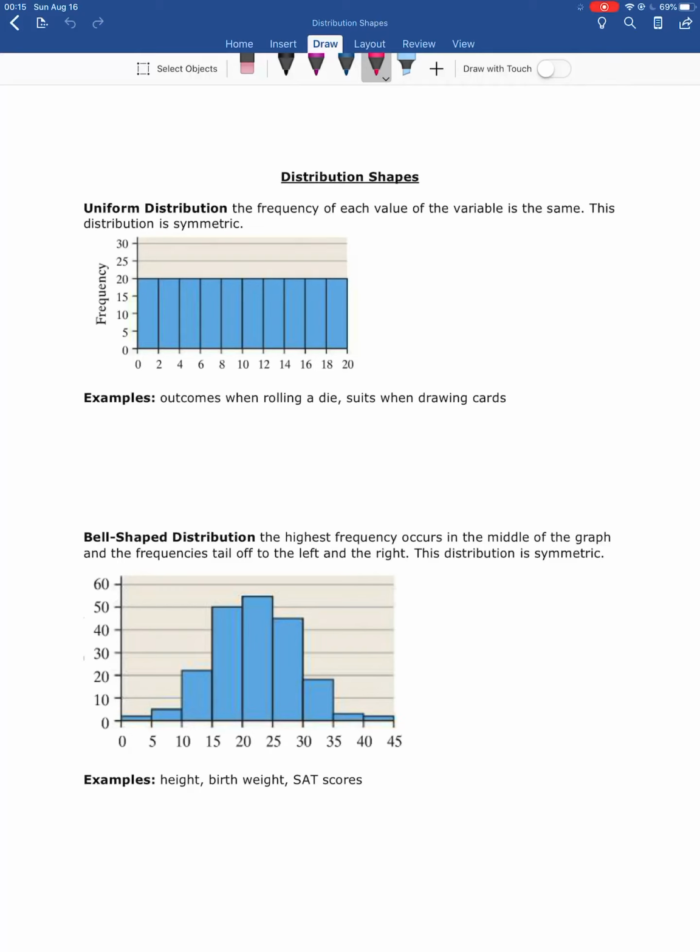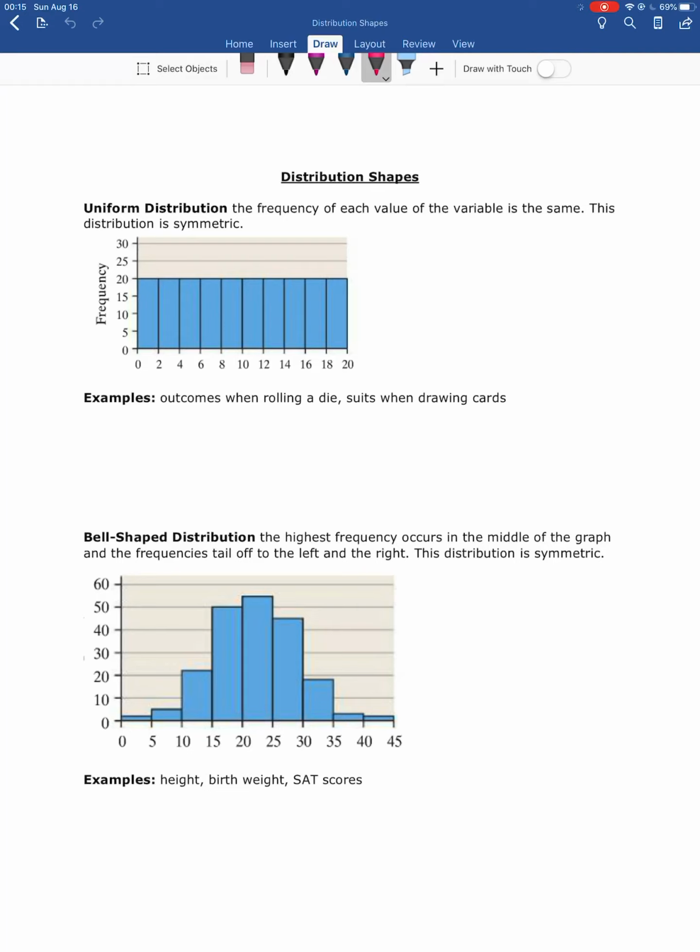Right, so the last thing we're going to look at in regards to organizing and visualizing quantitative data are distribution shapes. So once we've created our histogram, what does the shape of that histogram look like? There are four main shapes that we're going to look at. Three of them we're going to see more. This first one that we're looking at, we're not going to see that one too much, but it is one of the ones we want to look at.